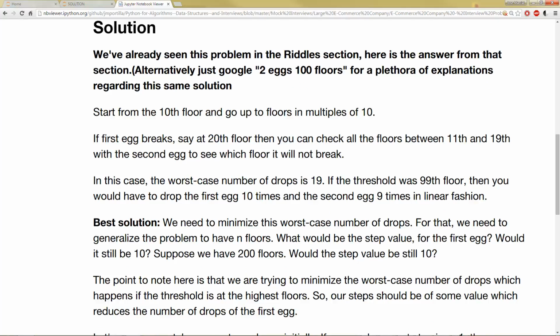So let's say you start from floor number 10 and go up in multiples of 10. If that first egg breaks, say at the 20th floor, then you can check all the floors between 11 and 19 with the second egg to see which floor it will not break at. So in that case, your worst case for number of drops is 19. If the threshold was the 99th floor, then you would have to drop the egg at least 10 times and then the second egg 9 times in that linear fashion.